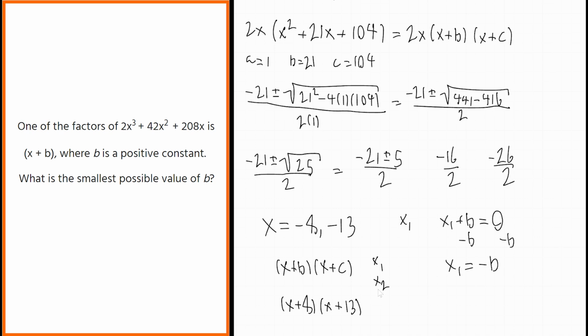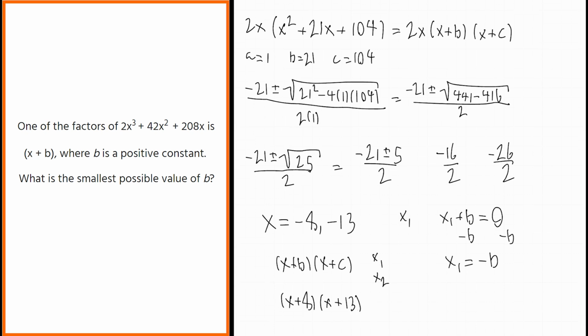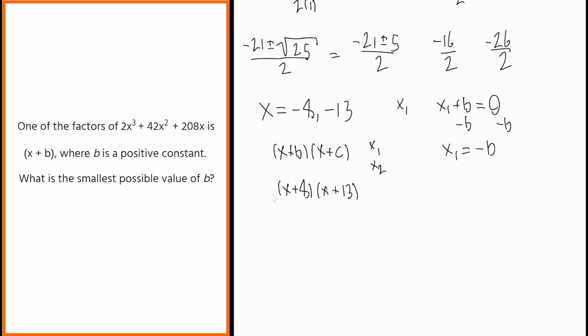And that is, of course, because if you plug one of these values into this expression, negative 8 into here, that goes to 0, zeros out. Negative 13 into here, that goes to 0, zeros out. So that means that we can factor our original equation into 2x times x plus 8 times x plus 13.